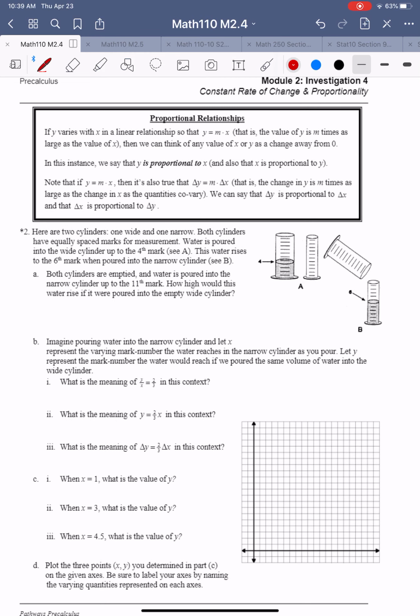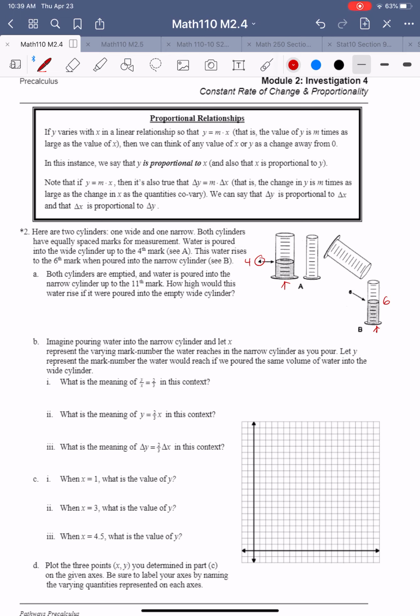All right, here are the two cylinders, one wide, one narrow. Both cylinders have equally spaced marks for the measurement. So whatever measurement you see as a bar here is going to be the same. But of course, they represent different amounts because one is wider and the other is narrower. So water is poured into the wider cylinder up to the 4 mark. And then if you pour this water into the narrow one, it marks to the 6. Okay, it's the same amount of water.